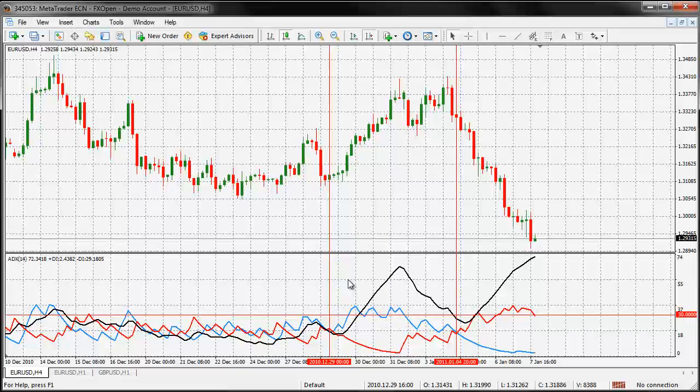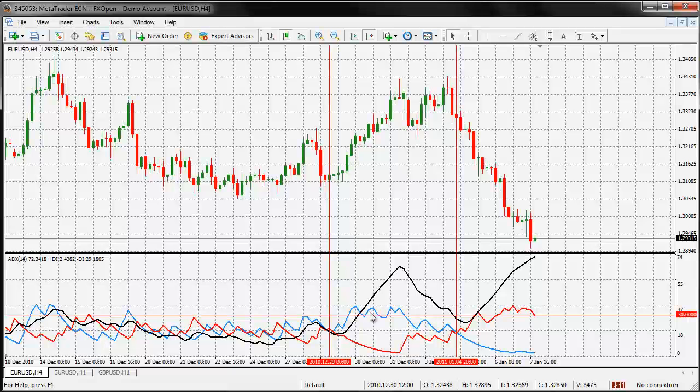Now there are some observations that I've made when it comes to using this indicator, and it's a little bit of a phenomenon that I can't really explain, but this is what I've observed. What I would do is I'll wait for the crossover, and then I'll wait for this blue line and this black line to hit 30.